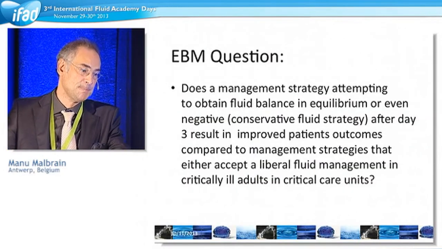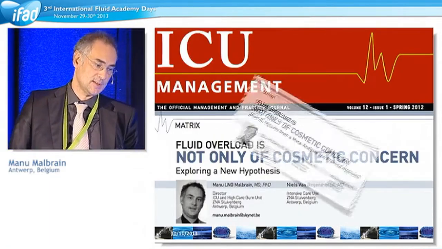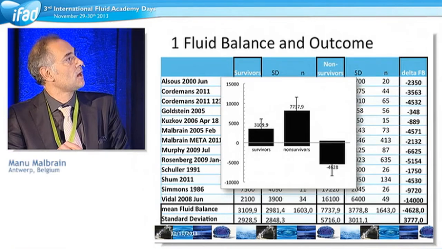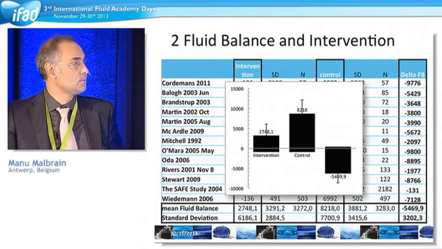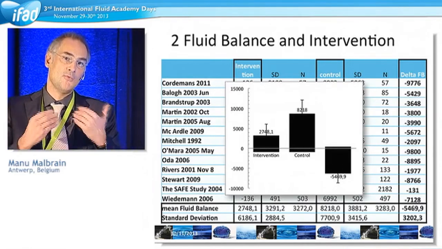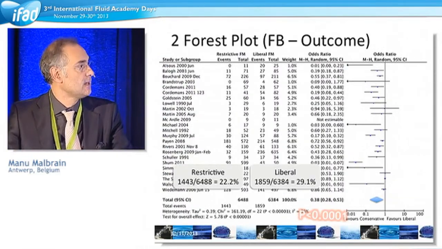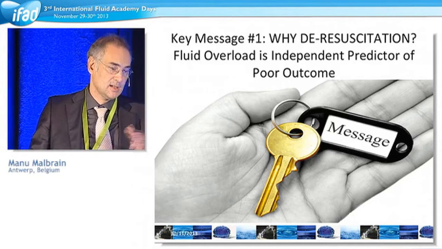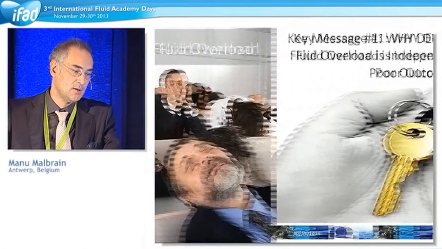So what does the literature say? If we try to find an answer whether fluid overload is deleterious, and if we try to do something about it, will this improve outcome? So we pooled the data of different studies, and we see that non-survivors, after the first week, have a positive cumulative fluid balance of about 7 liters. So can we do something about it? Well, if you would do a restrictive treatment versus liberal, you can see that in the restrictive group, you're able to avoid a positive cumulative fluid balance of about 5 liters. And showing in the first plot here, this had a significant effect on outcome, restrictive versus liberal fluid strategy. So I think the key message 1 is, why should we do deresuscitation? Because fluid overload is an independent predictor of poor outcome.